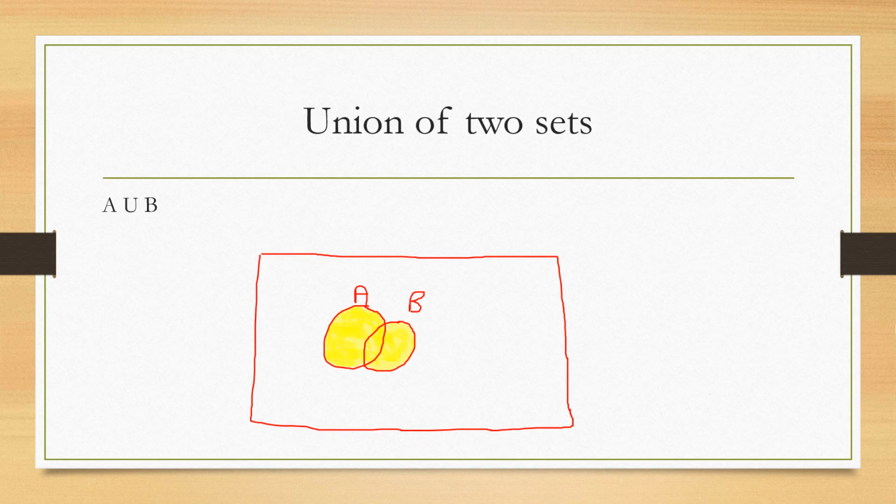The union of two sets. So the union of two sets A and B is a set of all elements that are in either set A or B. So as we can see in our diagram, the shaded region represents A union B. It represents all the elements that are in both set A and set B.